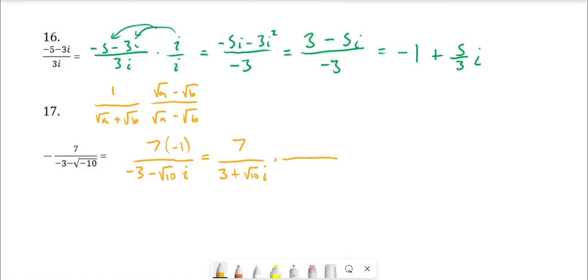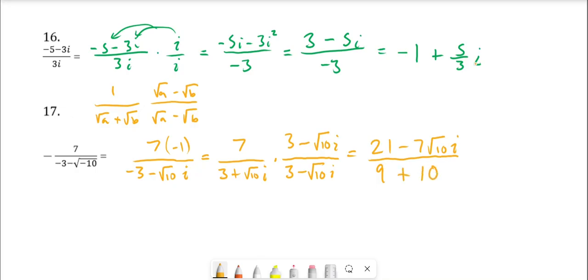To see what we're doing, we are multiplying by the conjugate of the bottom, which is this, changing the sign. And we want to do that on the top and bottom. Let's see how that improves our life a little bit. On the top, we're going to have 21 minus 7 square roots of 10 times i. And on the bottom, we're going to have 3 times 3, which is 9. We're going to have the crossing terms, which cancel. And then we're going to have square root of 10 times the square root of 10, which is 10. And the i squareds will make that a plus 10 instead of a minus 10. This gives me a 19 on the bottom, which isn't too big a deal.